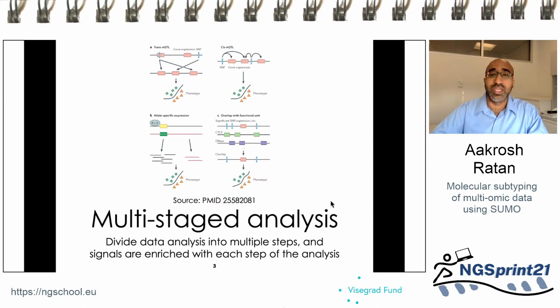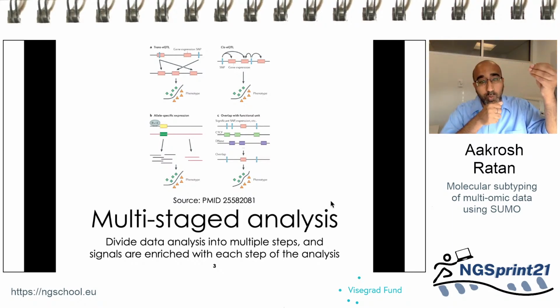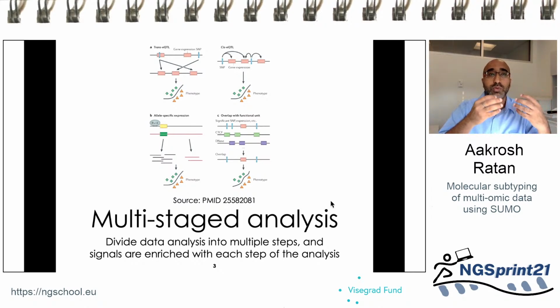And all of these are genome-first analyses, but they're also examples of what we call a multi-staged analysis. So the idea here is you start with a single data type, and in each step, you bring in another data type. And hopefully what you are doing is increasing the signal to noise ratio every time a new data type is added. But there are other methods of integration.